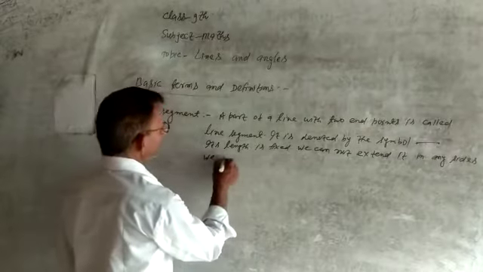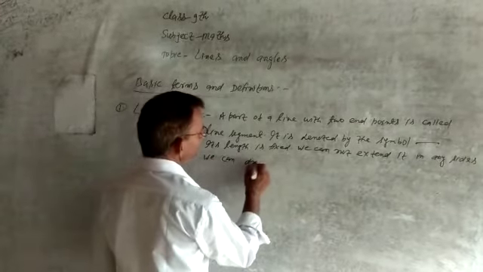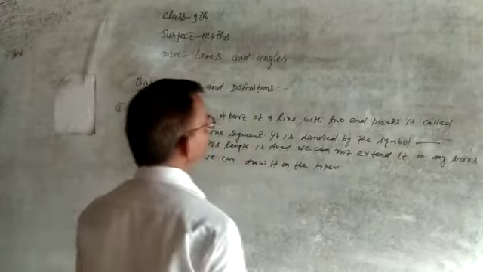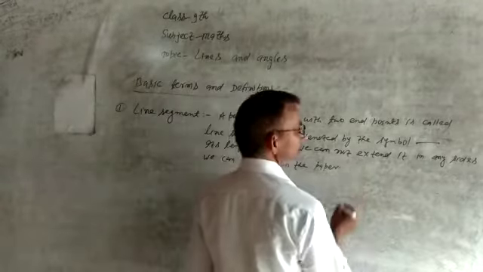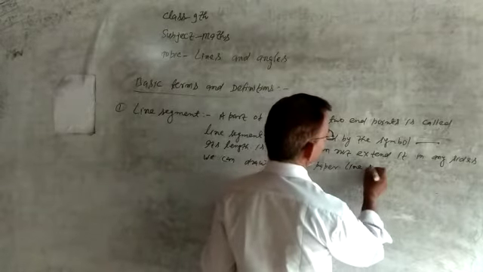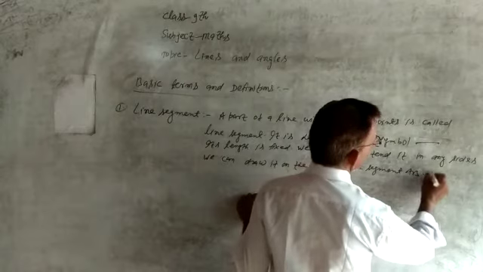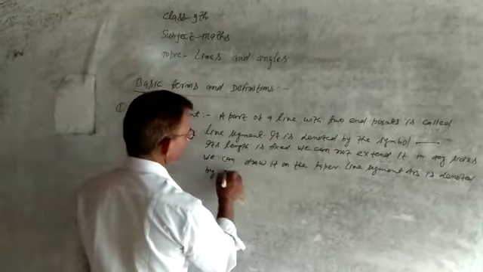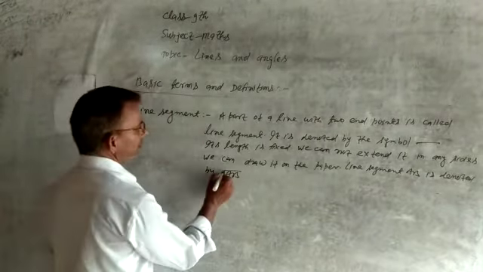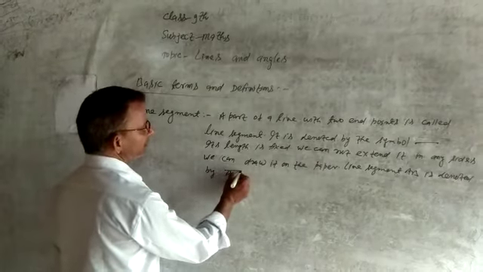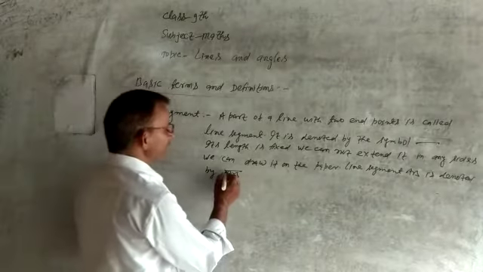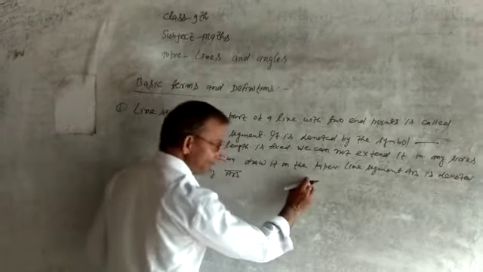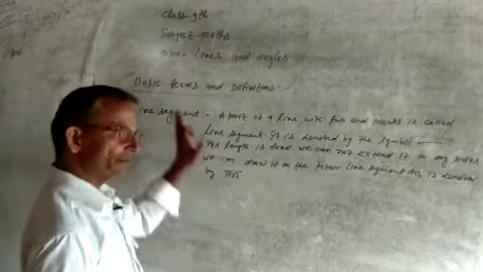We can draw it on the paper. Line segment AB is denoted by this. Here this point is an end point and this point is also an end point. We cannot extend this line segment on the right side nor the left. Its length is fixed.